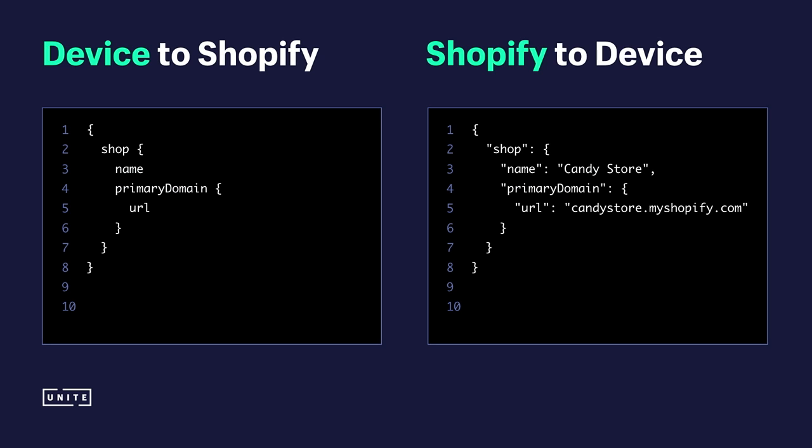As a reminder, GraphQL is different from REST. In GraphQL, clients send a query to the server. In this example, we're asking for the name of a shop and the URL of the primary domain of the shop. Shopify takes that query and resolves only the data that's been asked for. You can see here that the response has the same shape and is nearly identical to the original query. And the best part of all of this is that it's done in one request, in one round trip.